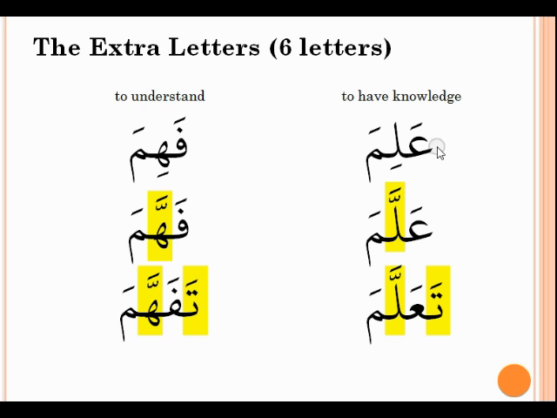So for example, the root alima is to have knowledge, to gain knowledge, so it's sort of like learning. When you double the middle letter, it simply means that you are carrying an action now to someone else. So if alima is to gain knowledge, allama is to give knowledge. And one note is that whenever there's a doubling of a letter, the appearance of a shadda, it means that this action is repeated. So you are repeatedly teaching or giving this knowledge.